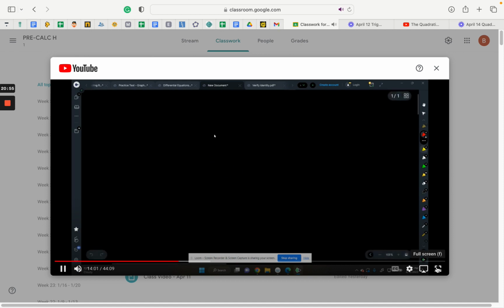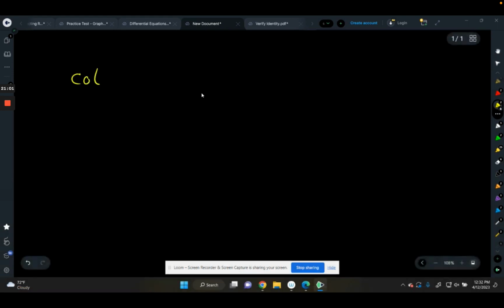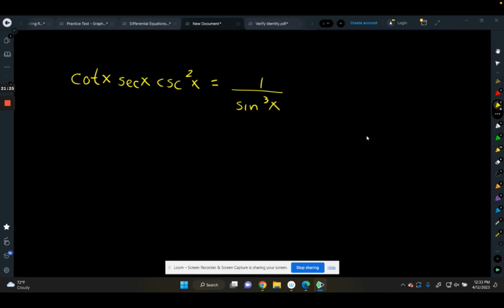And these can get very complicated, but we're not going to because we need to move on. Let's do cotangent x times secant x times cosecant squared x equals 1 over sine to the third x. Try that one. You can do it any way you like. You can write on your leg if you want to.